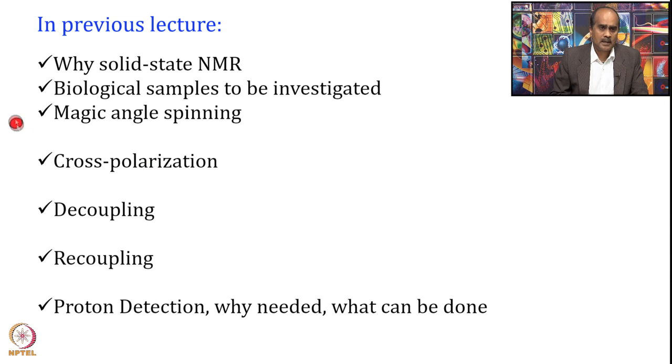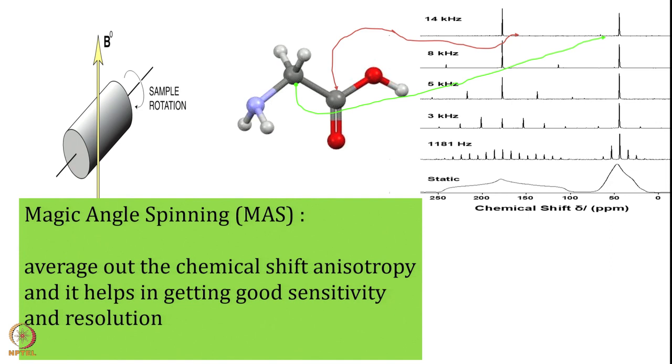We also looked at how magic angle spinning improves the resolution. Then we discussed cross polarization, and how it increases the sensitivity. Briefly, I touched upon decoupling, which is required for resolution enhancement, and I said that we can use decoupling techniques for getting the lost structural information. Today I am going into a little more detail on these techniques, and I also briefly touched upon proton detection, why it is needed and what can be done using it. So let us move ahead, repeating a little of what we discussed.